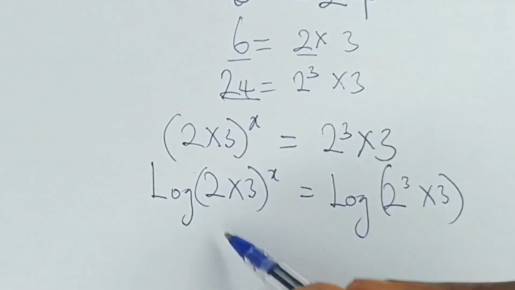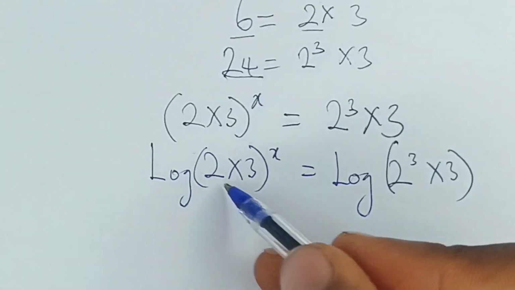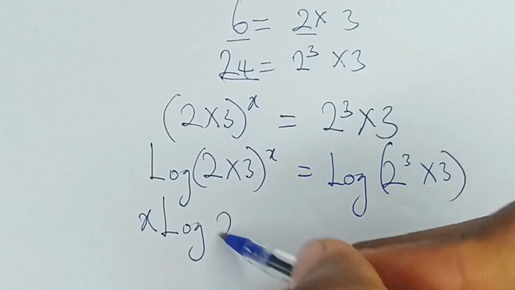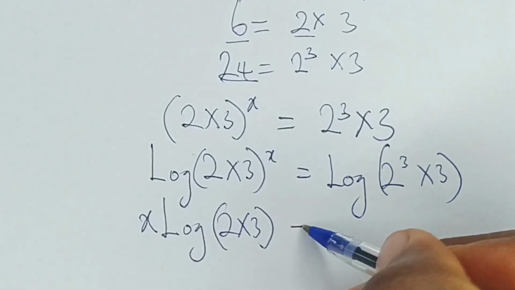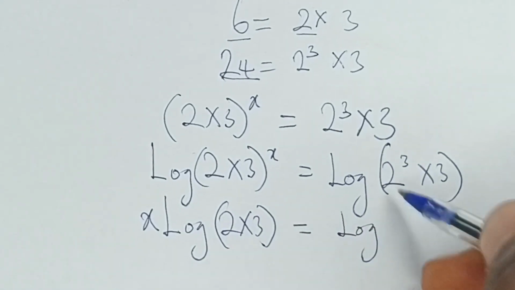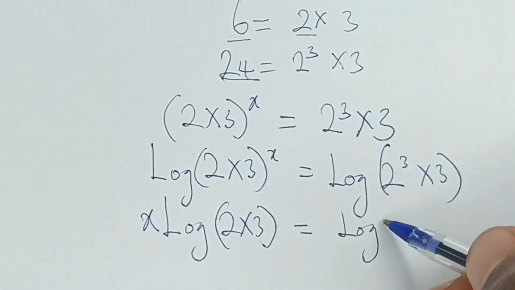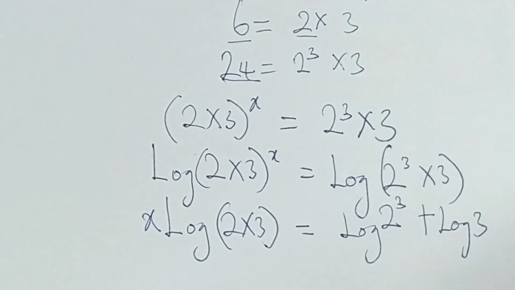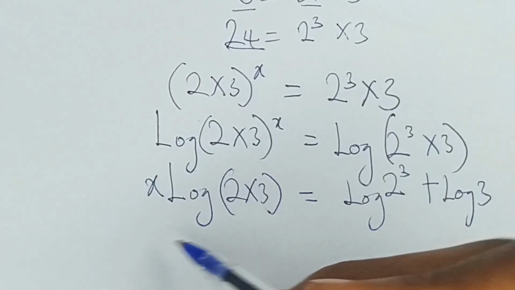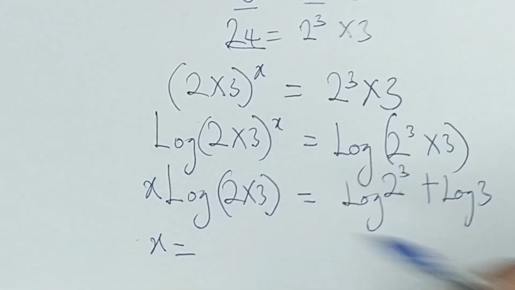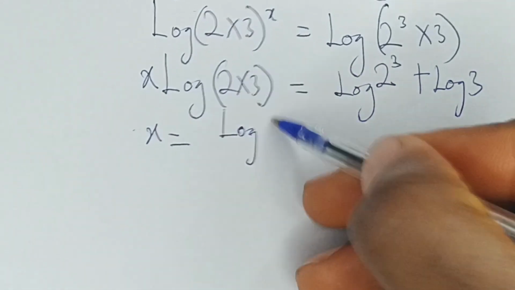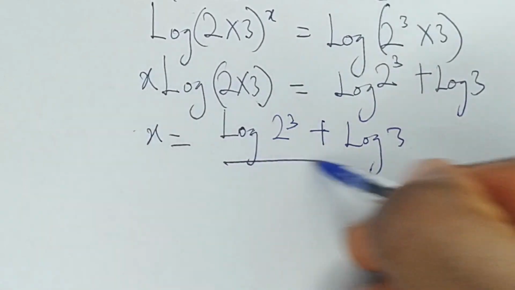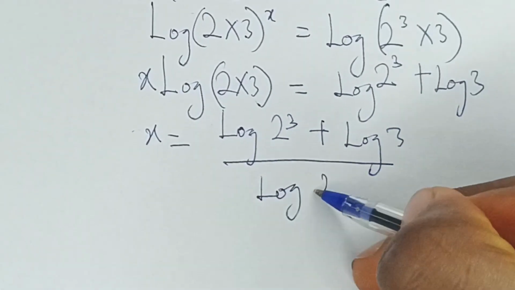Okay, from here we have logarithm of (2 times 3) raised to power x is the same thing as x multiplied by logarithm of 2 times 3 to be equal to logarithm of 2 raised to power 3 times 3, which can be split to be equal to logarithm of 2 raised to power 3 plus logarithm of 3. Moving on from here, we can now say that our x is equal to logarithm of 2 raised to power 3 plus logarithm of 3 divided by logarithm of 2.